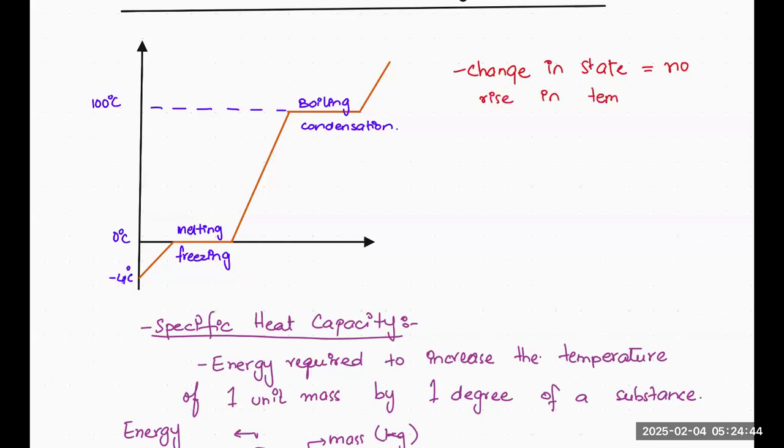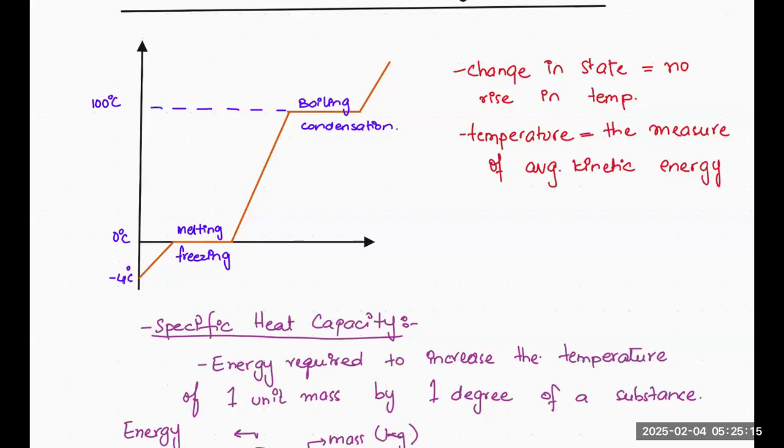To understand that, we need to understand what is temperature. Temperature is basically the measure of average kinetic energy of the molecules or whatever particles are there, ions, positive ions, negative electrons, metallic bonding, doesn't matter. The average kinetic energy of the particles.